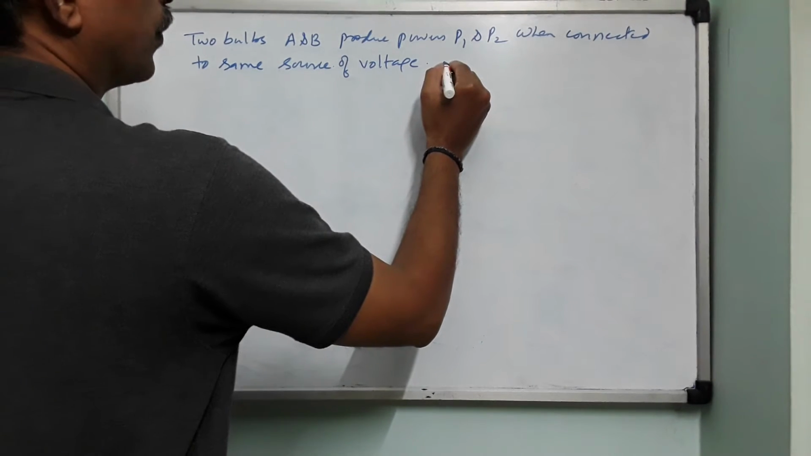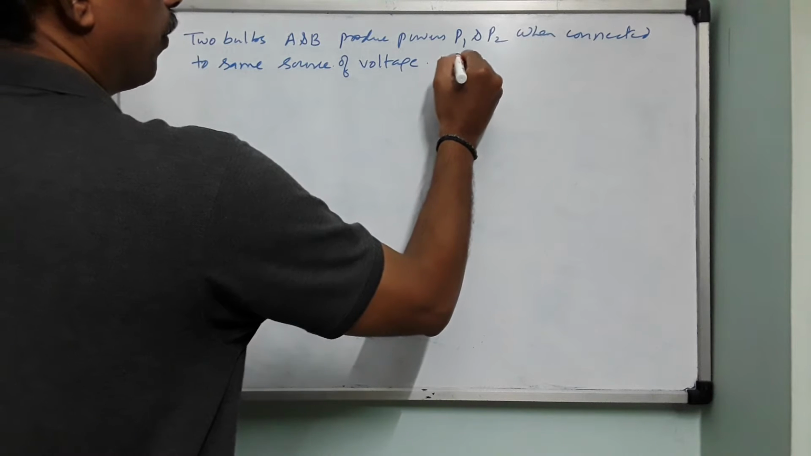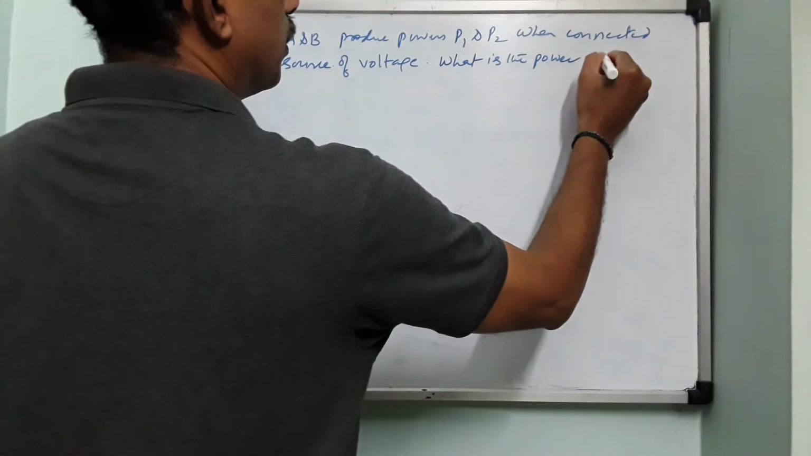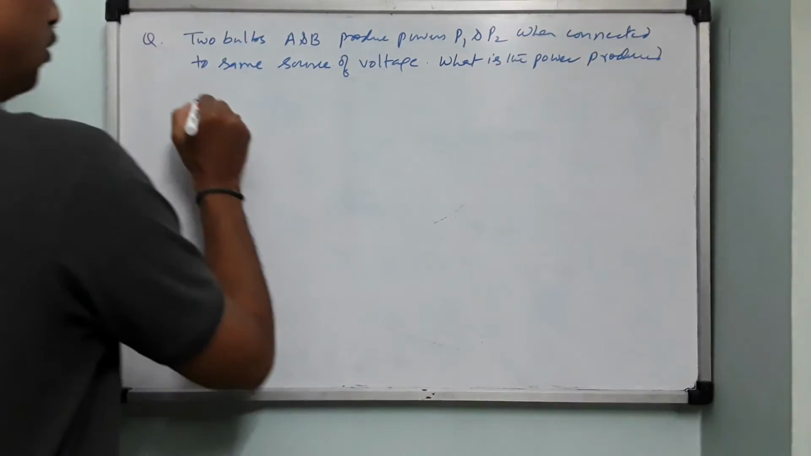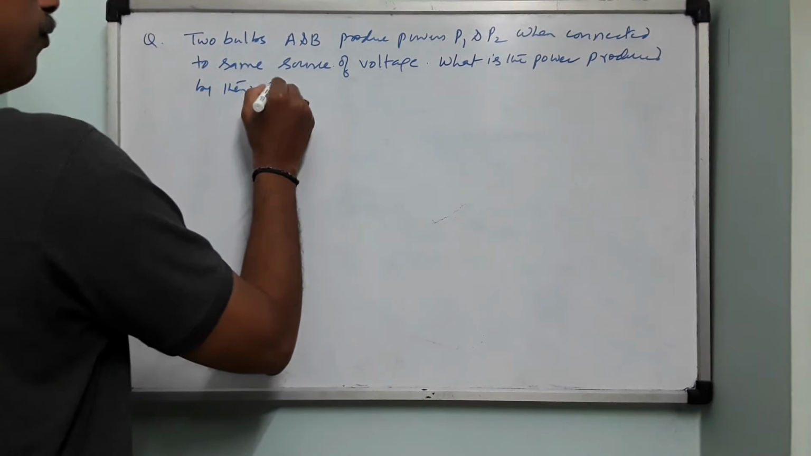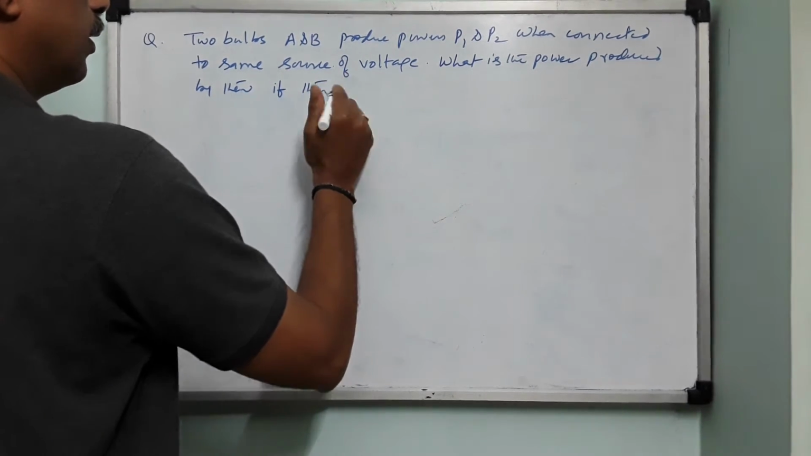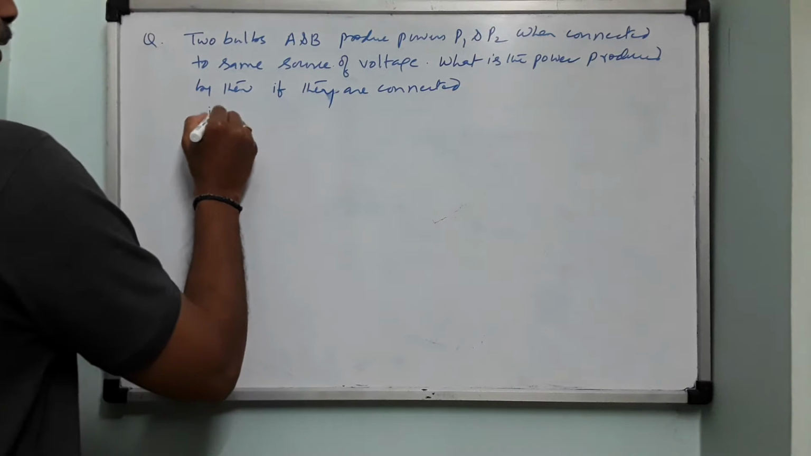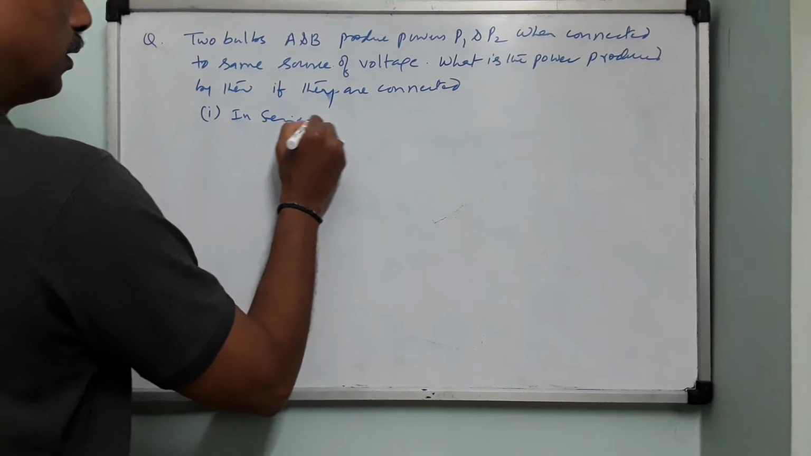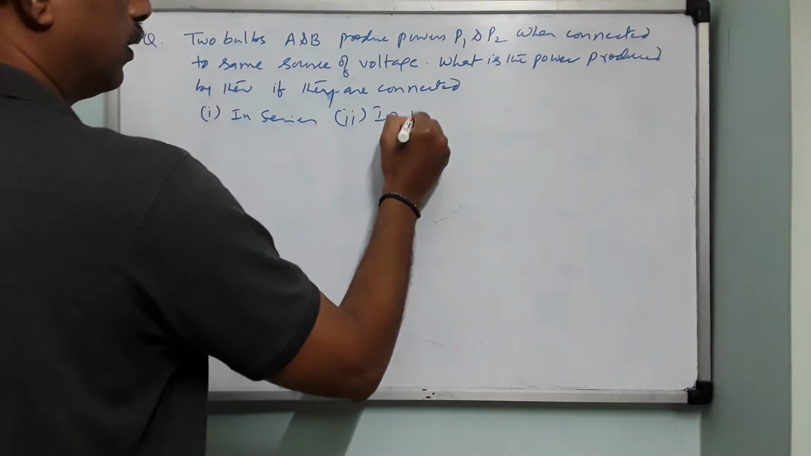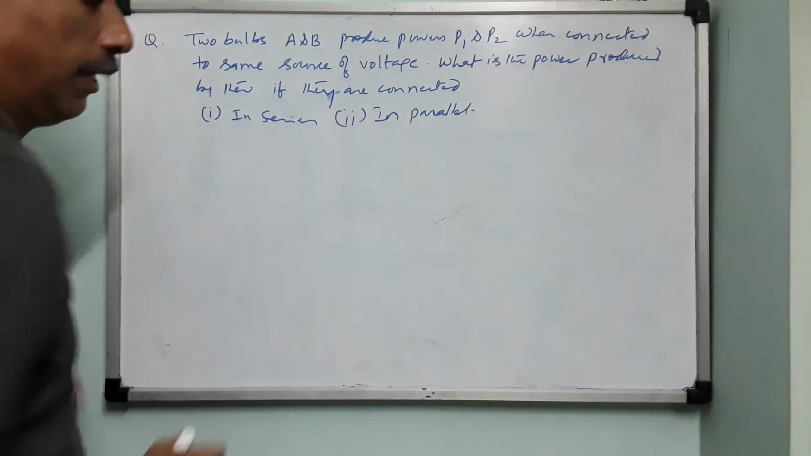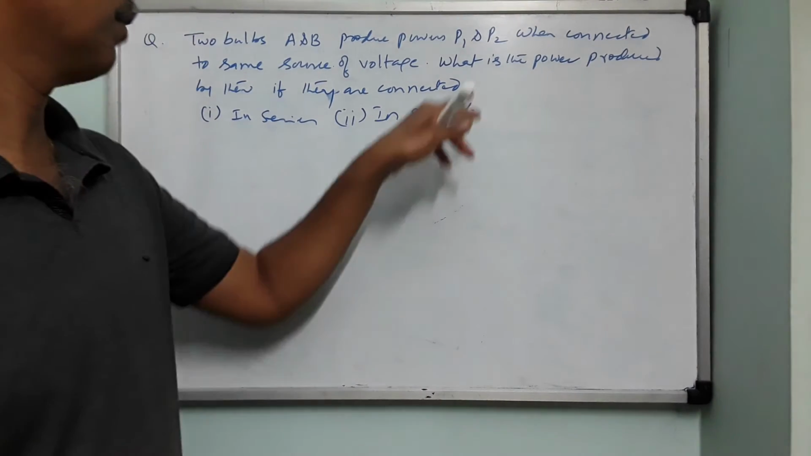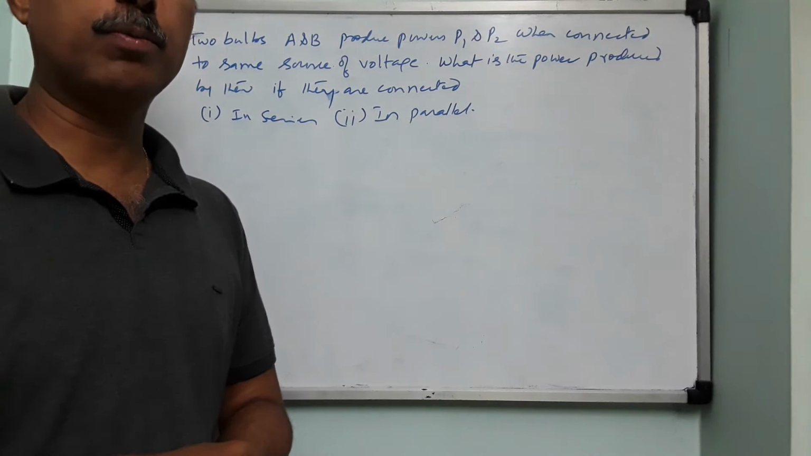So what is the power dissipated, or the power produced, by them if they are connected number 1 in series, number 2 in parallel? Two bulbs are there, and individually when you connect to the AC source, one is producing a power output of P1 and the other is producing a power output of P2.